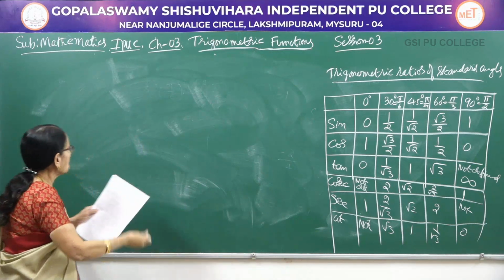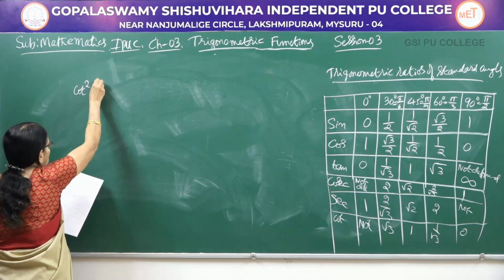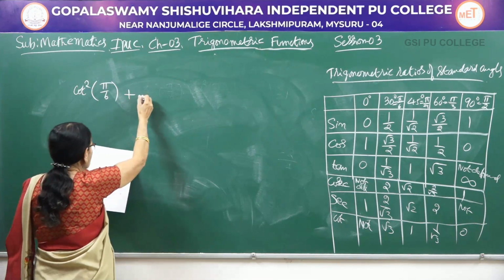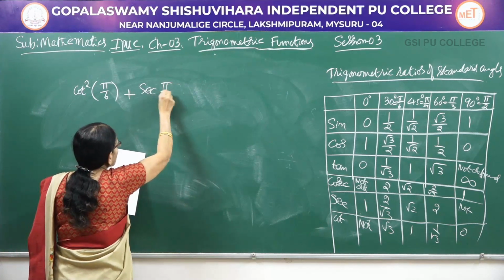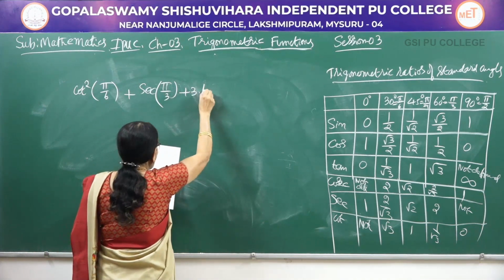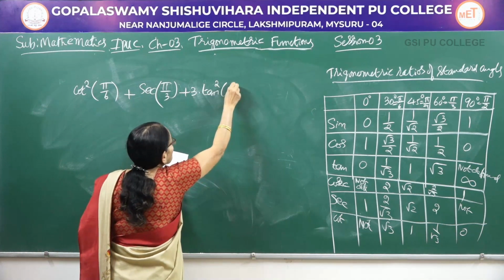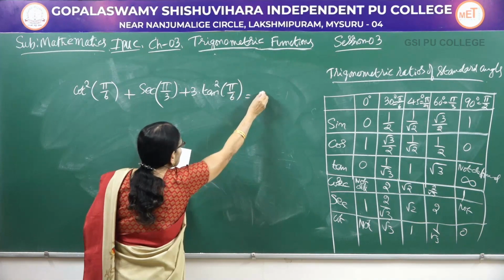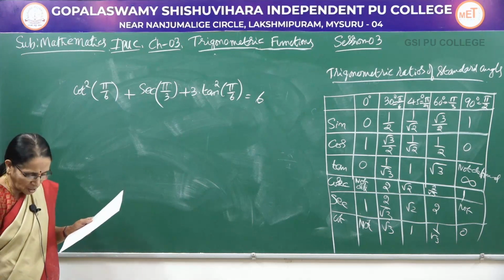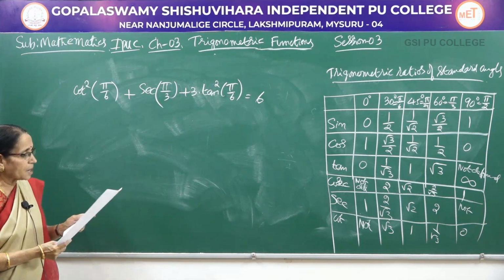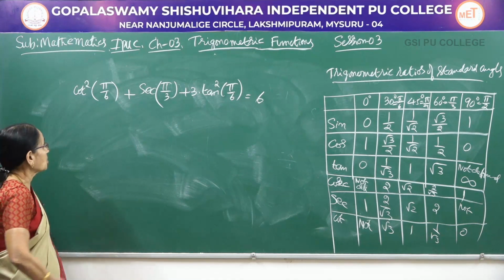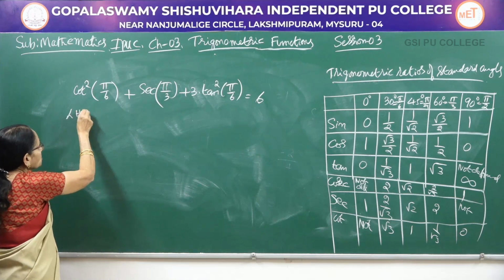Here, cot square pi by 6 plus secant pi by 3 plus 3 times tan square pi by 6. This should be equal to 6. So cot square pi by 6 plus secant pi by 3 plus 3 times tan square pi by 6 should be equal to 6. So we are getting a whole number in this problem. Start with the left hand side.